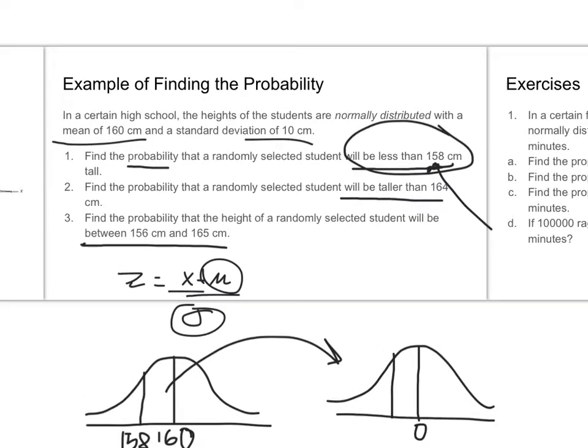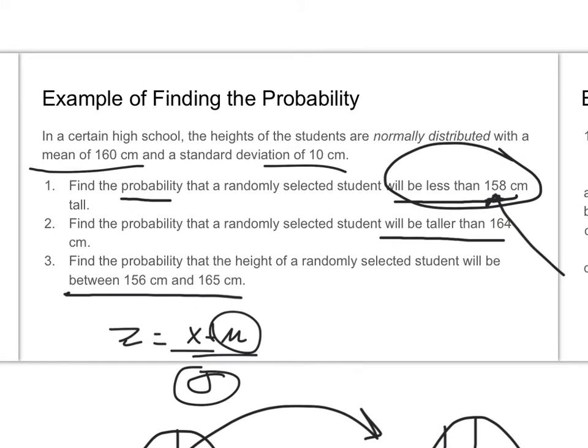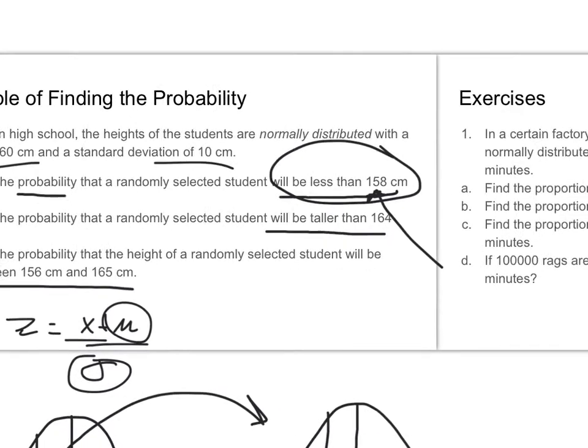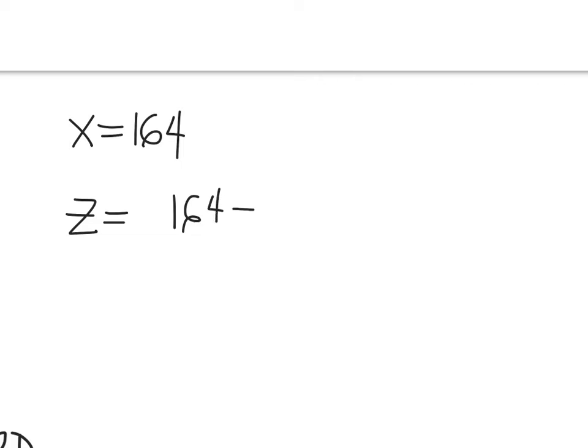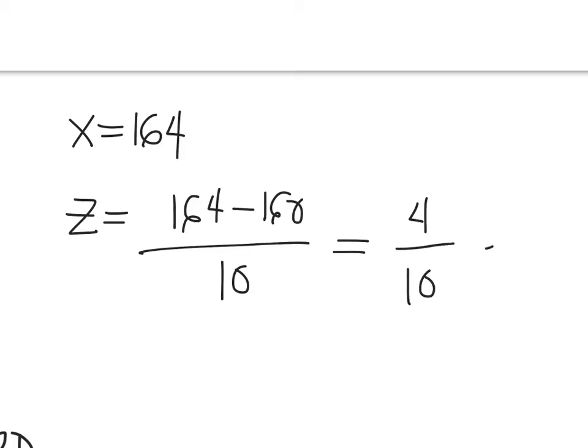Find the probability that a randomly selected student will be taller than 164. So taller signifies finding the area to the right. Okay, so we do this by considering now x is equal to 164. First, we have to find the z, which is 164 minus the mean, which is 160, divided by the standard deviation, 10. This will be equal to 4 over 10, and 4 over 10 is 0.4.